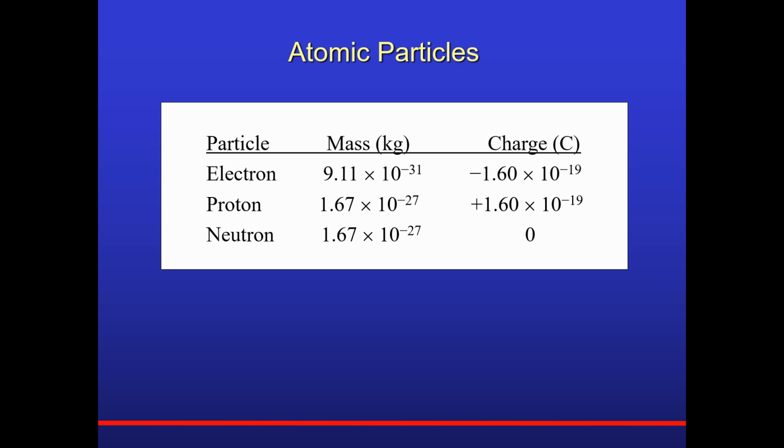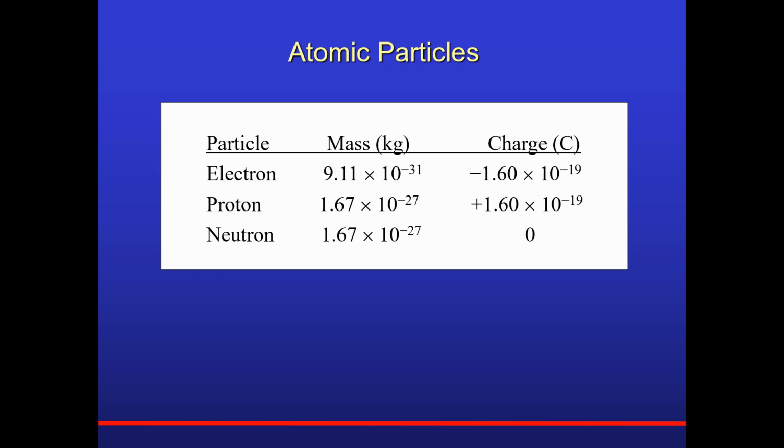You see in the parentheses next to charge is a capital C that stands for coulomb. That is the unit of charge. The proton has a significantly larger mass than the electron. The mass of the proton, 1.67 times 10 to the minus 27 kilograms, is more than 1,800 times larger than the mass of the electron. Very significant.